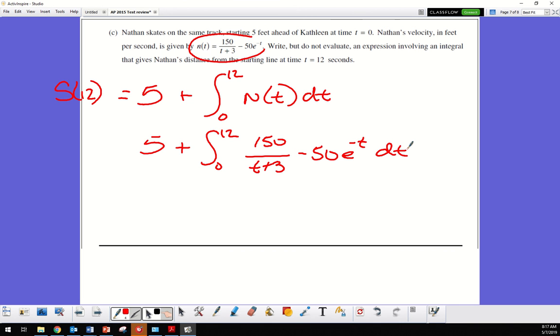Now, there's one thing I want you guys to pay close attention to. This is going to be helpful on some of these questions. There's a big debate over this, especially with the AP readers.